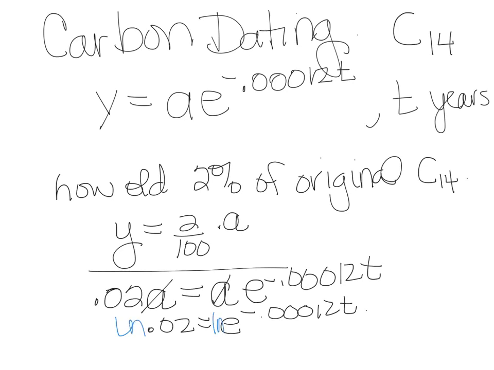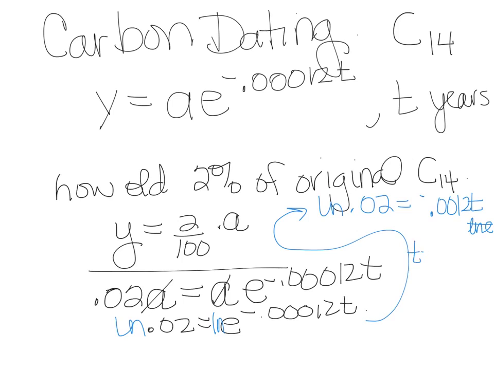And when I do that, I don't know if I can fit it, but I'll try. I have ln of 2, 0.02, I have a problem, equals, and here the negative 0.0012t comes down in front of ln of e, but of course ln of e is 1, so it goes away. And then I can just solve it for t.